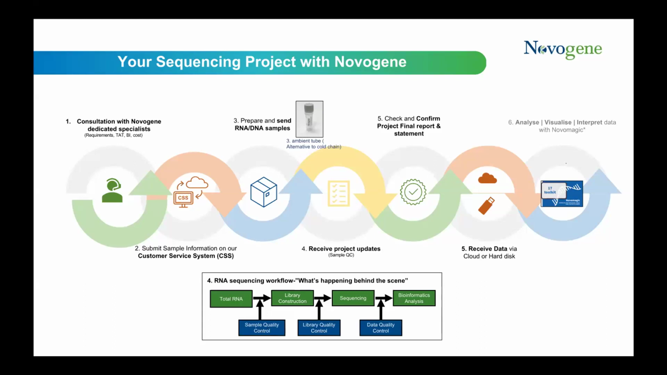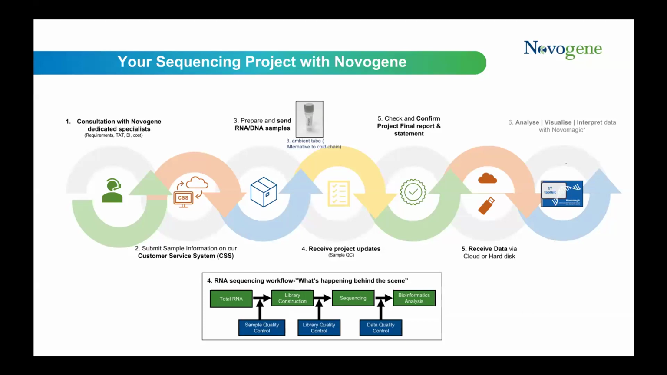And you can see the fourth part. The fourth is receive project updates. We do the sample QC firstly, then it goes to library preparation. And after library preparation, we will do the sequencing. And after sequencing, if you just need the raw data, we will deliver the raw data to the customer. Once you need any bioinformatics analysis, then we'll proceed with bioinformatics analysis.